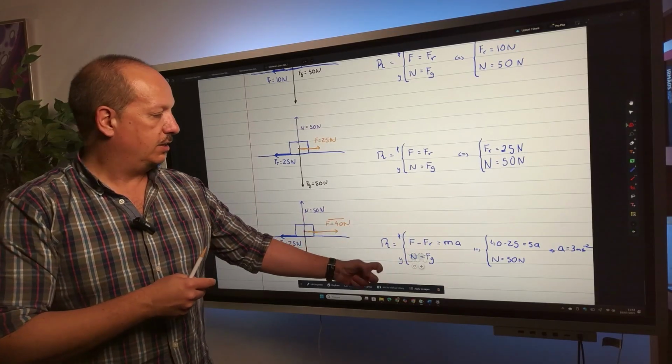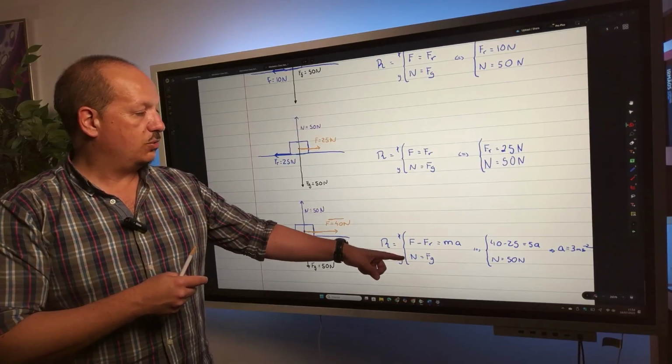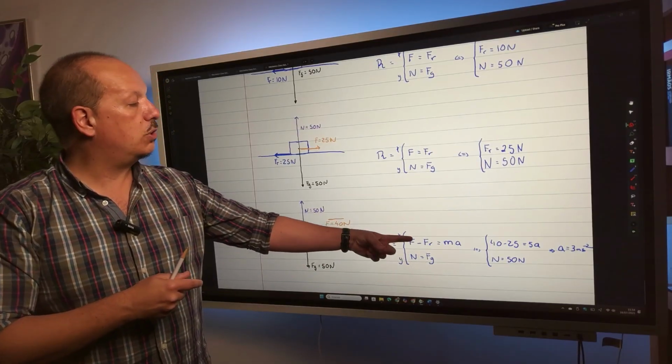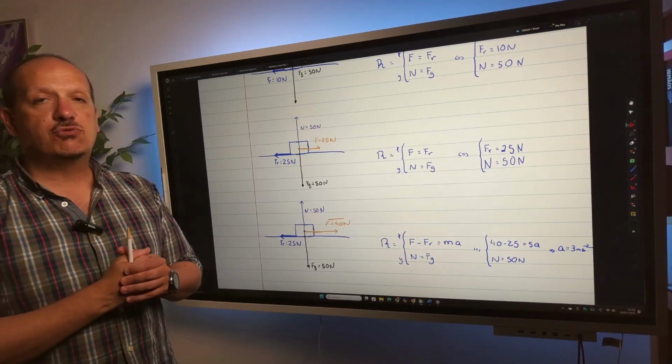So you'll need to decompose in y to extract information that you are going to use on the forces represented in x.